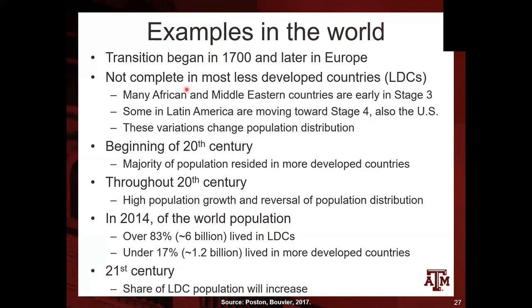Right? At the beginning of the 20th century, the majority of the population resided in more developed countries. Throughout the 20th century, we see high population growth, but mostly in less developed countries, and a reversal of population distribution. And then you start to see a higher percentage of the population living in less developed countries. So in 2014, over 83% of the population lived in less developed countries and under 17% lived in more developed countries. By the 21st century, the share of the population living in less developed countries will increase even more, right?